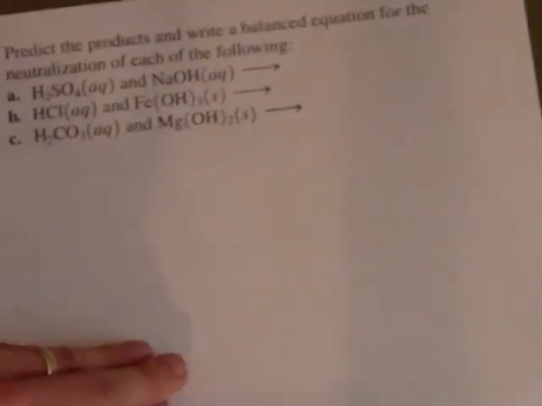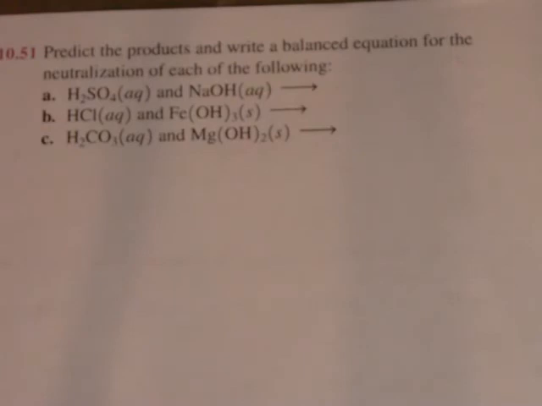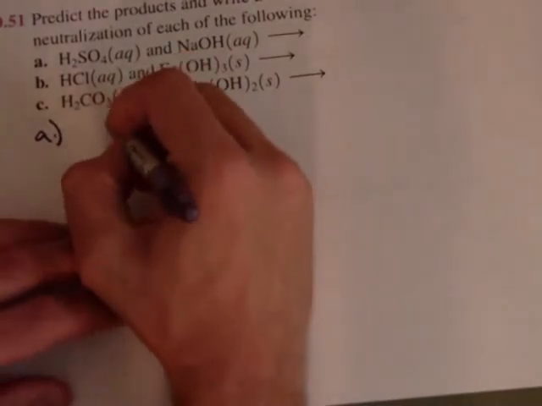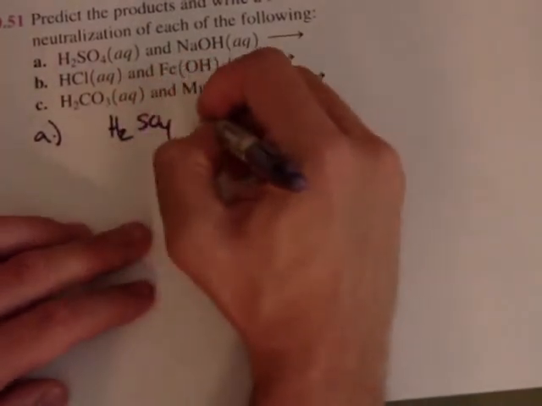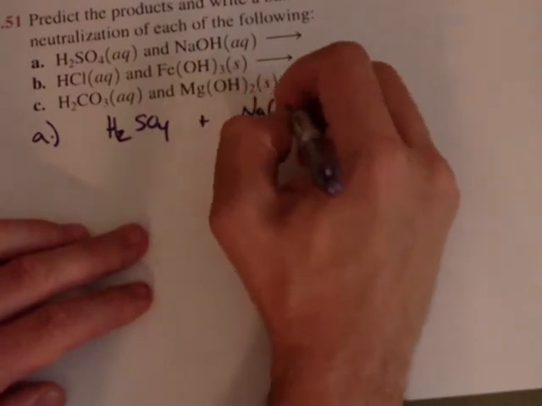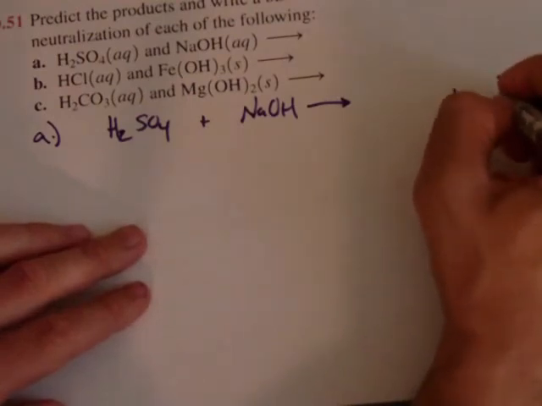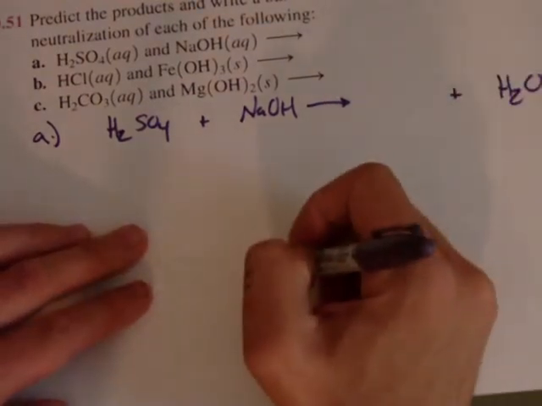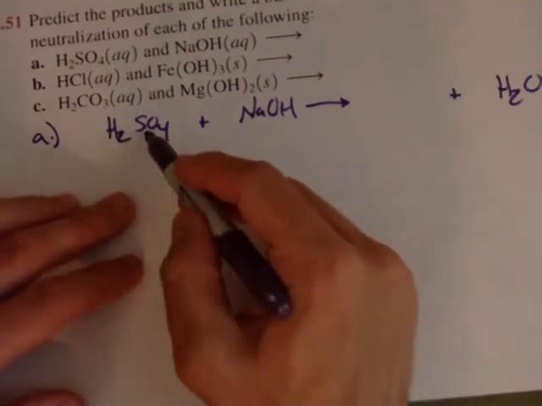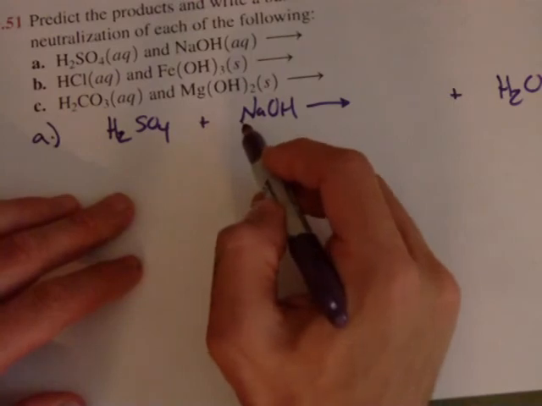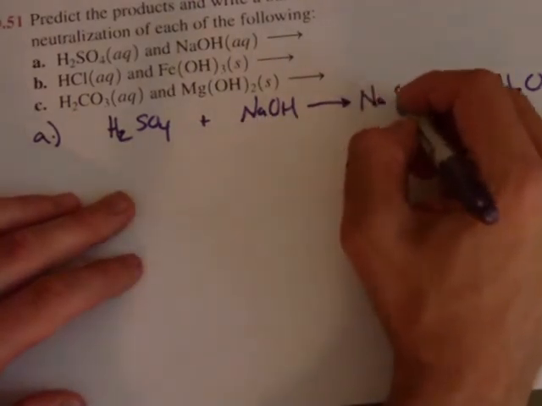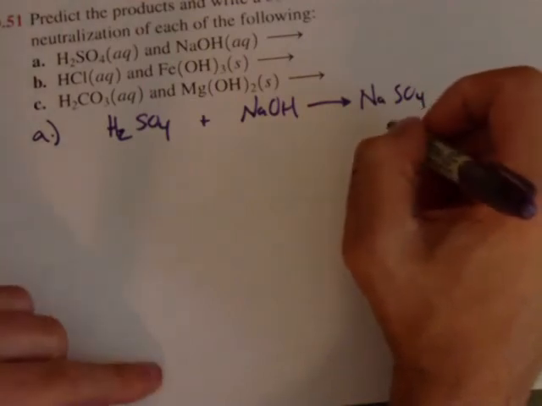And then the last one, 10.51, we're asked to predict the products and write a balanced equation for the neutralization reactions. And so in A, we have H2SO4 and NaOH. In the neutralization reaction, we're always going to make salt and water. So we know we're going to end up with H2O, and then you just put the anion of the acid and the cation of the base together. You have NaSO4. We're not done quite yet.